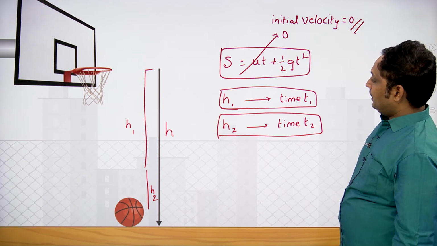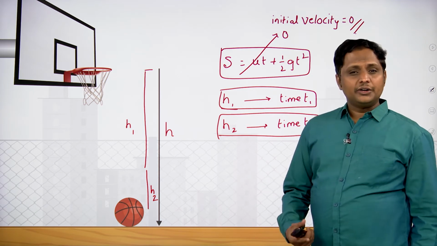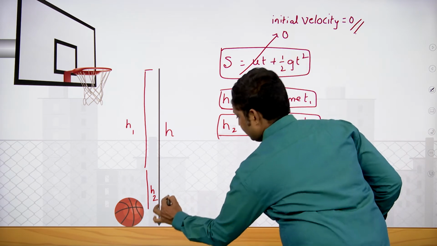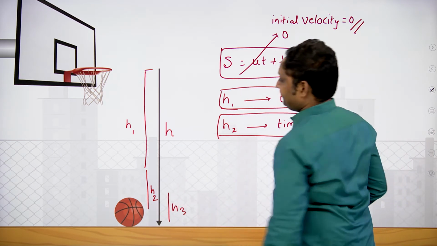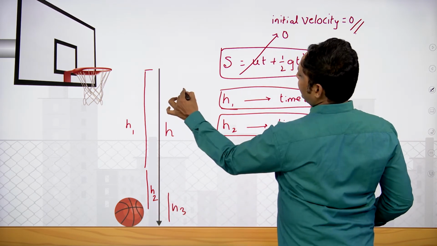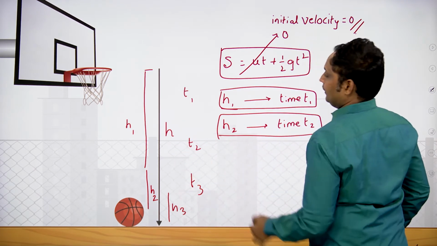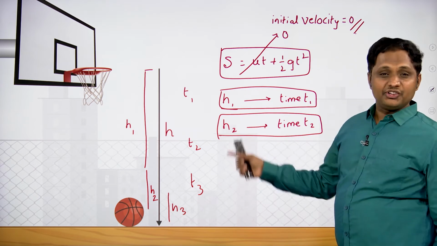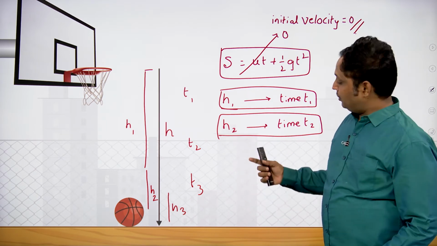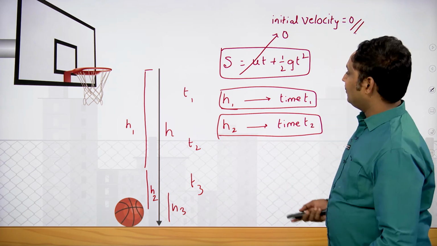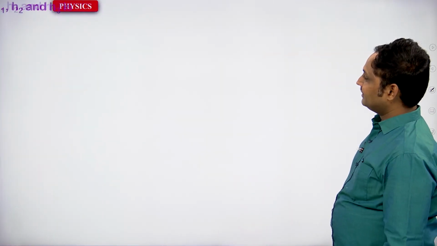Sometimes if you introduce a third parameter also, h3, you can take the time intervals t1, t2, t3. So you have to take the different time intervals which are considered to reach h1, h2, h3. All right, let us have the problem and solve it.